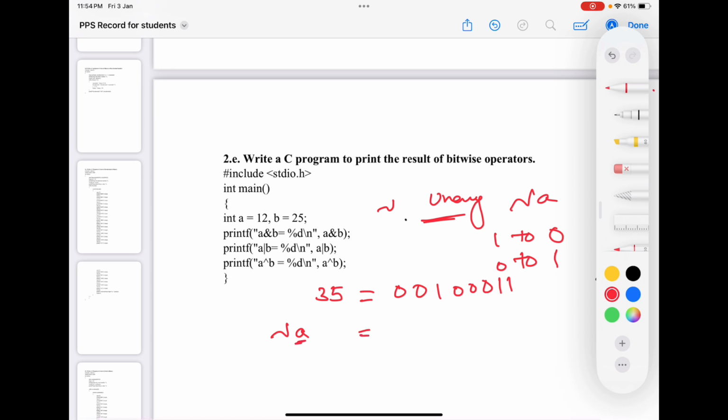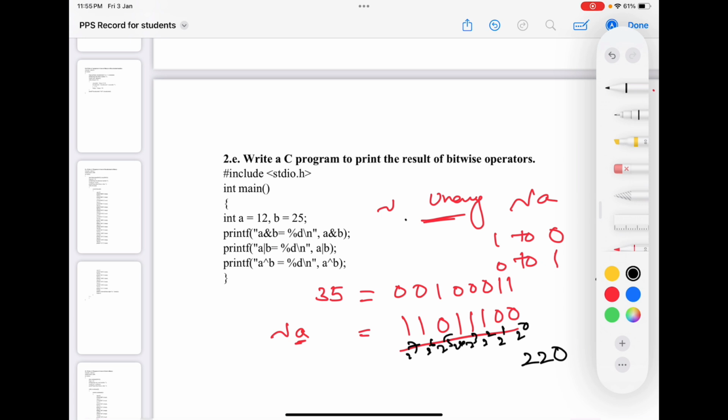What is the negation of 35? Just make ones into zeros and zeros into ones. So it will be 11011100. So this is what negation actually is. This number can be anything in binary. Let's calculate it: 2 power 0, 2 power 1, 2 square, 2 cube, 2 power 4, 2 power 5, 2 power 6, 2 power 7. If you calculate the sum of all of these, you will get 220.